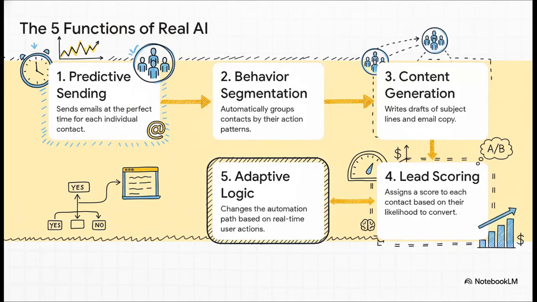So here's what you need to look for. These are the 5 big functions of real AI. We're talking predictive send times, automatically segmenting your audience based on their behavior, and of course, generating actual content. The really advanced ones can even do predictive lead scoring, telling you who's ready to buy, and have automations that literally change on the fly based on what a user does. A simple subject line writer, that's not it.